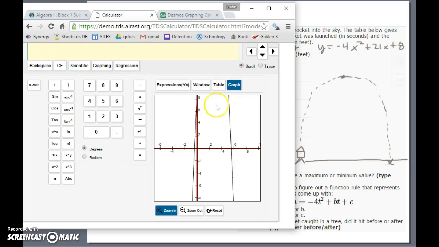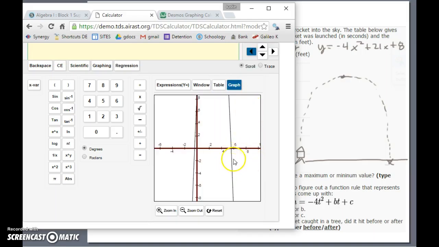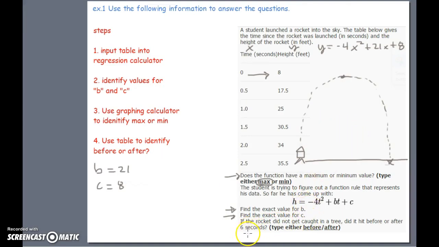But I can verify that with the table. I can go to the table and I can type in 6, and when I hit apply, if that y value is a negative, that means it has already hit the ground long before 6 seconds. Now it's somewhere down here, -10 feet, which obviously once the rocket hits the ground it can't go any lower, but on a graph it can. So we know that it's hit before 6 seconds. So we can say before, and we would type that into Schoology.